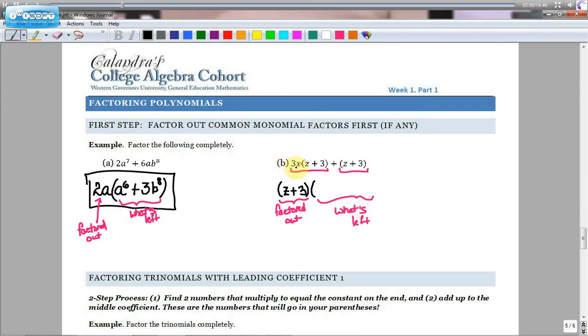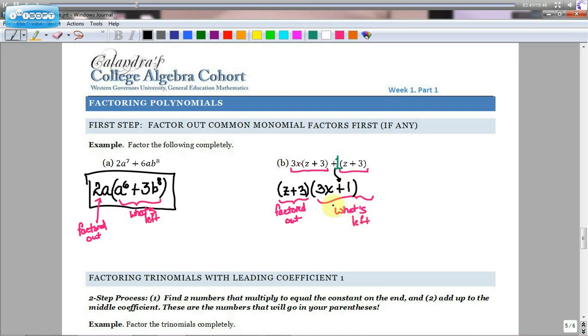So if I took z plus 3 out of my first term, well, I see I'm left with a 3x there that we haven't done anything with. And now I bring down my plus sign. Well, if I take z plus 3 out of my second term, what do we have left? Okay, this is where you need to think about what number is really outside of the parentheses if we don't have anything written there. It's that number 1. Okay, so we really have a 1 left when we factor out the z plus 3.